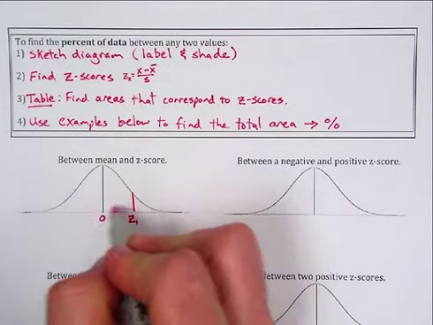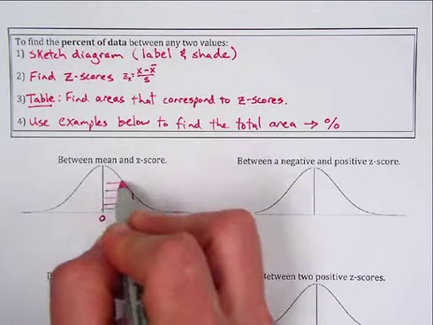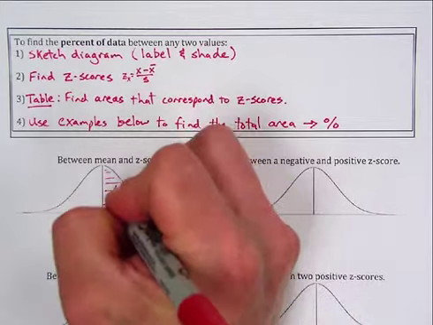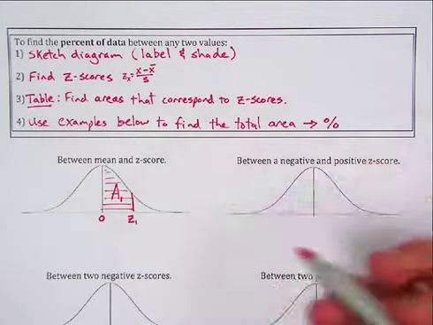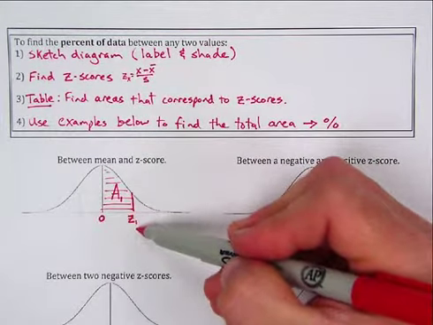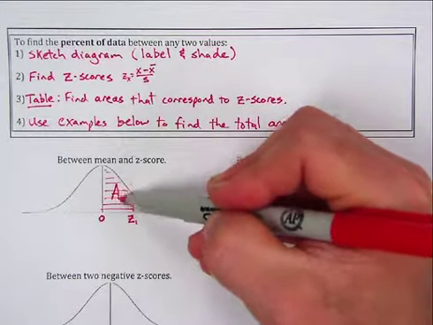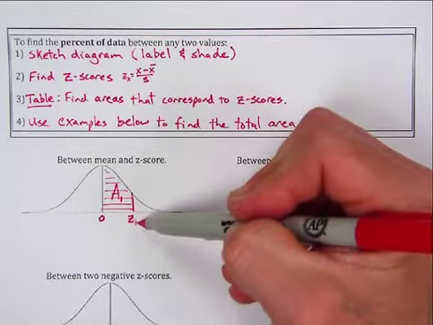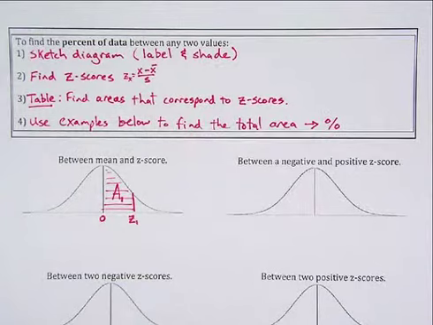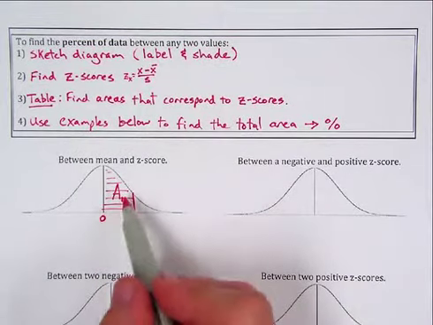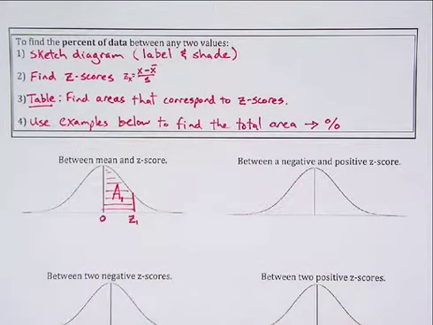Okay, so here's the area we're looking for. Notice this is z sub 1, so it's our first z-score, and here's a sub 1, the area that corresponds to that z-score. Now in this case, all you have to do is look it up in the table and find it.